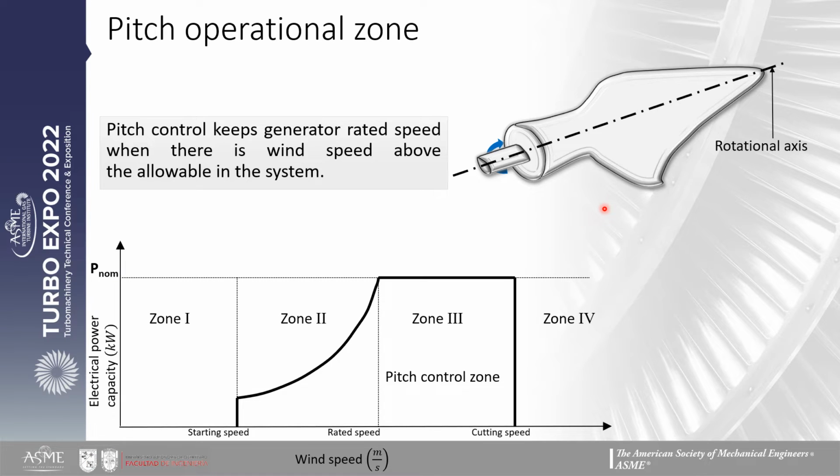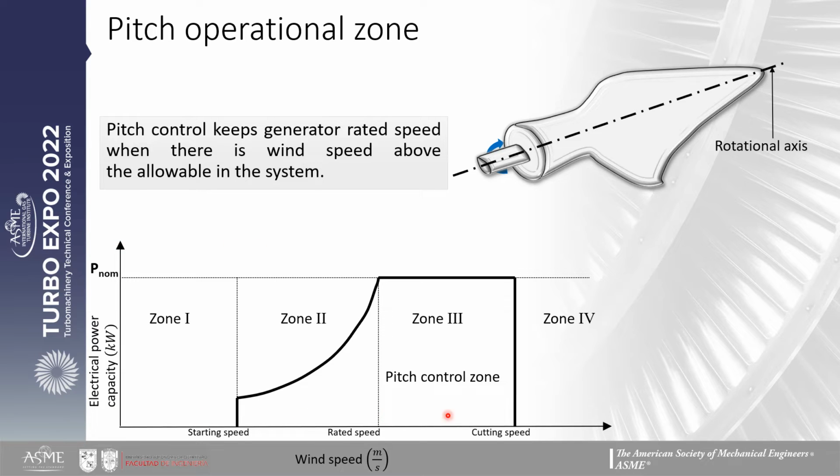Here we present another important background that we need to know for a better understanding of the topic. It is essential to know what pitch control does in a generator system. Well, the pitch control tries to keep the generator at rated speed when there is wind speed above the allowable in the system. Here is the representation of how the pitch system acts on the blades. It is seen that the rotation of the blades is made on the same axis of rotation.